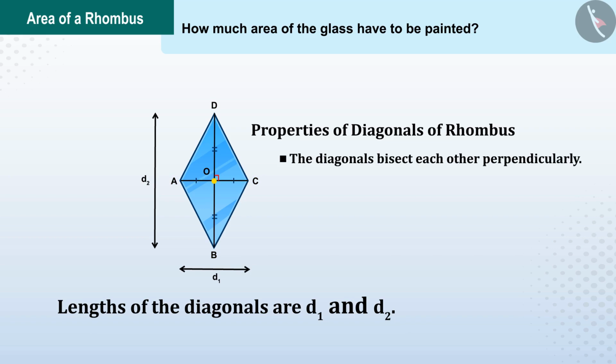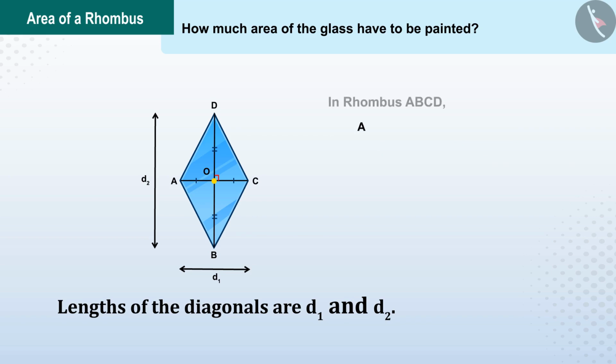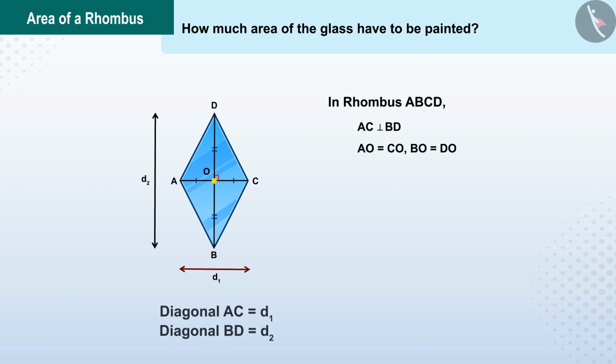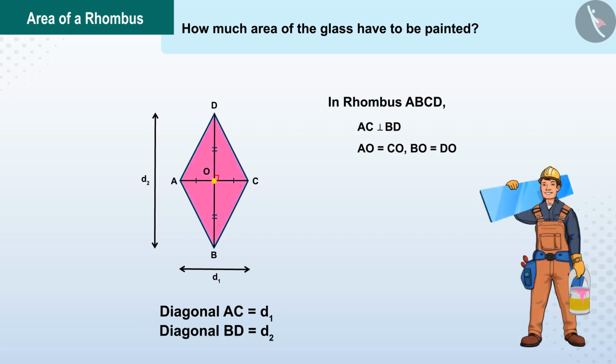Let us write something like this. AC is perpendicular to BD, so AO is equal to CO and BO and DO are equal. In the question, it is stated that the lengths of AC and BD are D1 and D2 respectively. Kamlesh will paint the same part of the glass as the area of the glass, but Kamlesh does not know the formula to find the area of the rhombus.